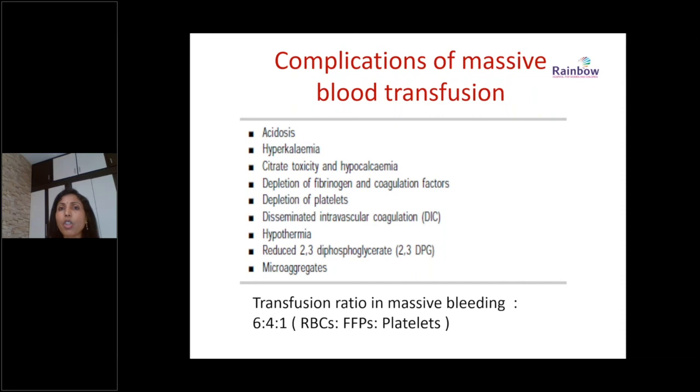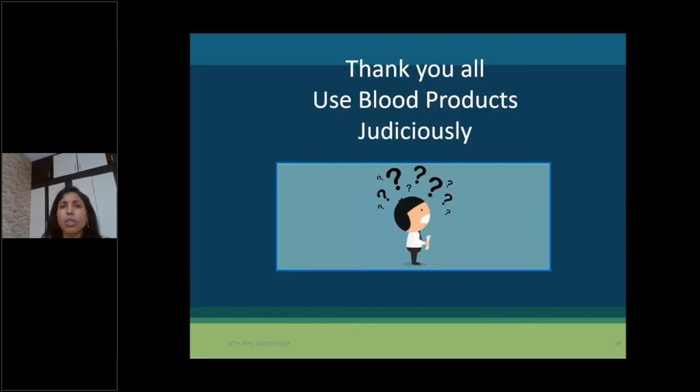Another complication of massive blood transfusion I want to mention is whenever you are facing a massive blood loss. In that kind of situation, you may be pumping in blood products. You may come across various problems like acidosis, hyperkalemia, hypocalcemia, citrate toxicity, depletion of coagulation factors because of the dilutional component, depletion of platelets, DIC that may set in, and hypothermia. So we have to be careful when we are handling massive blood transfusions, especially in situations like acute blood loss. So thank you all.